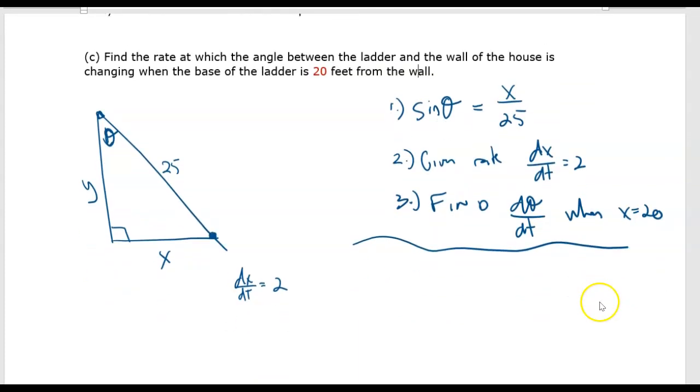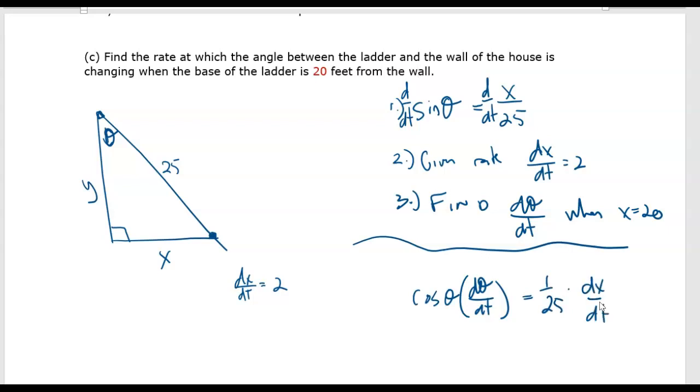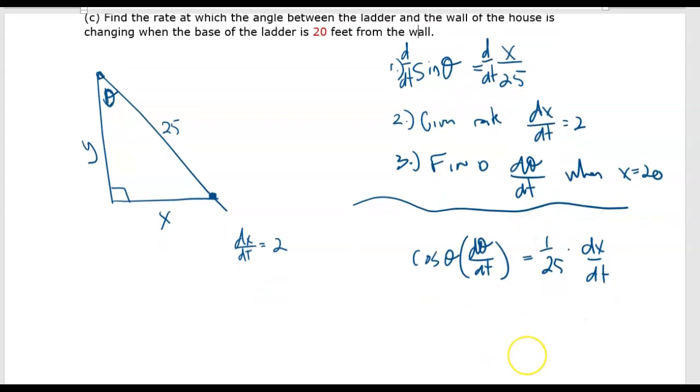So now we're going to take the derivative with respect to time, right, both sides. And the derivative of the sine function is the cosine function. So cosine theta, don't forget your chain rule, d theta dt. And then this is just 1/25th times the variable x. So we could say 1/25th dx dt. Okay, and now we know that that's 2. So I can fill that in, 1/25th times 2.